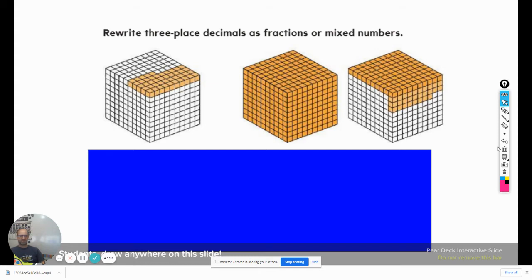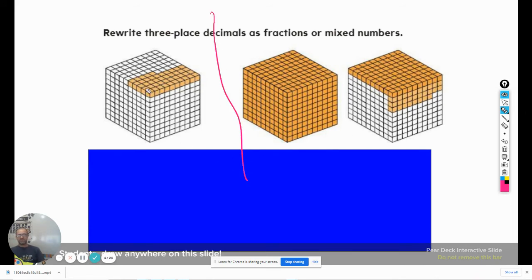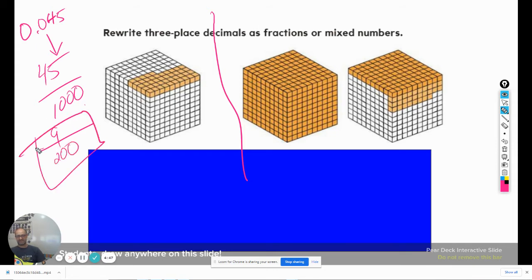3 place decimals as fractions or mixed numbers. Oh, so just by the way, this is one of them. This is the other one. So I have 45 1,000ths. You divide that by 5 and that by 5. 45 divided by 5 is 9. 1,000 divided by 5 is 200ths. That's what they're looking for.